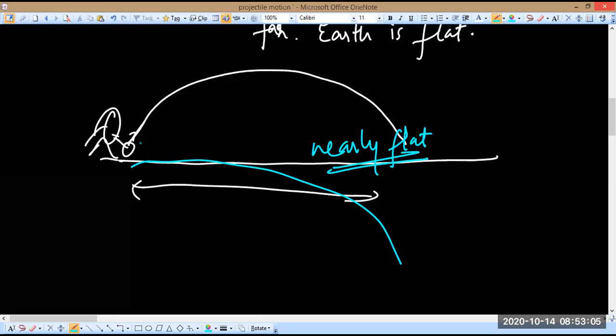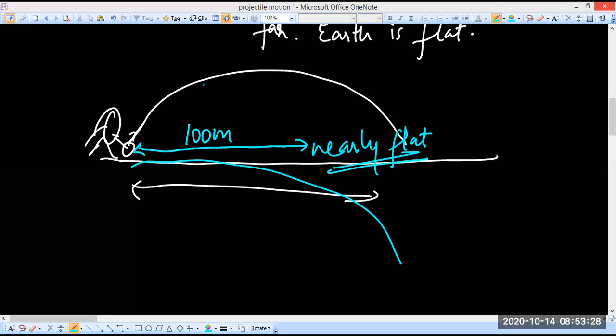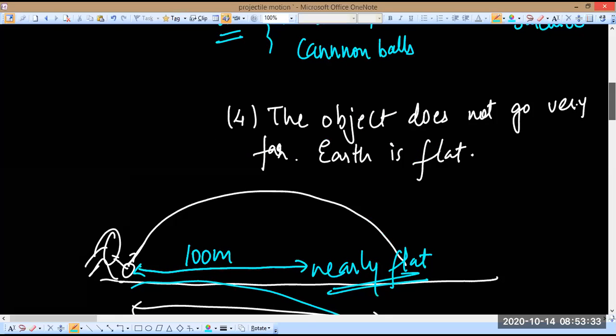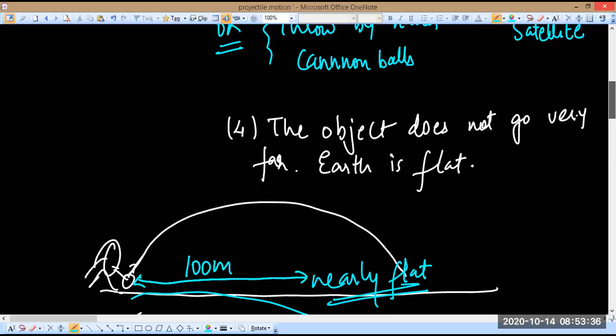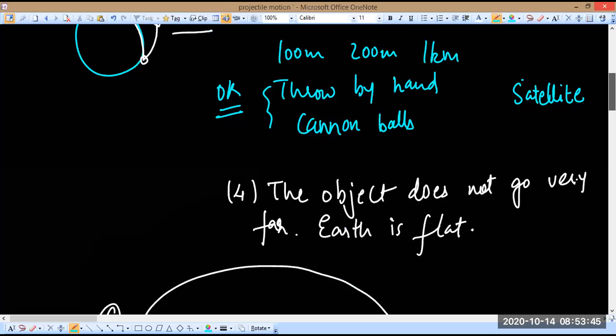But if you throw a stone, at most how far will it go? You cannot throw it even 100 meter far, right? I'm sure you understand what I'm saying. So in 100 meter, the earth is not going to curve. Yes, I knew it, Falak, you would say that. So in 100 meter, you could consider that the earth is nearly flat. So this is the fourth assumption. You have to assume all this every time, no one will come to tell you. Okay, so please make sure you understand these assumptions.